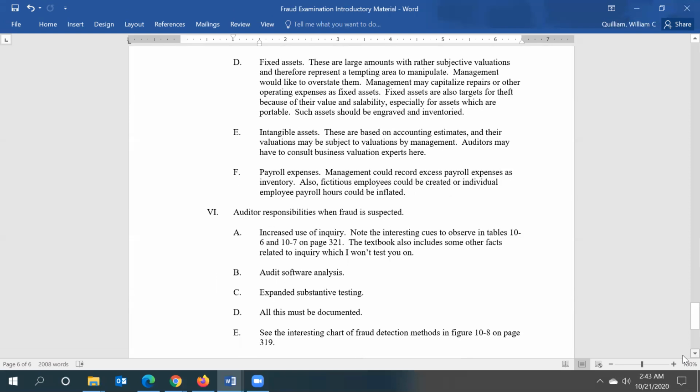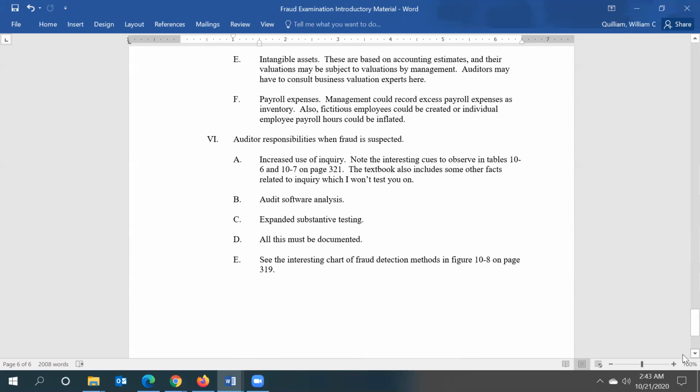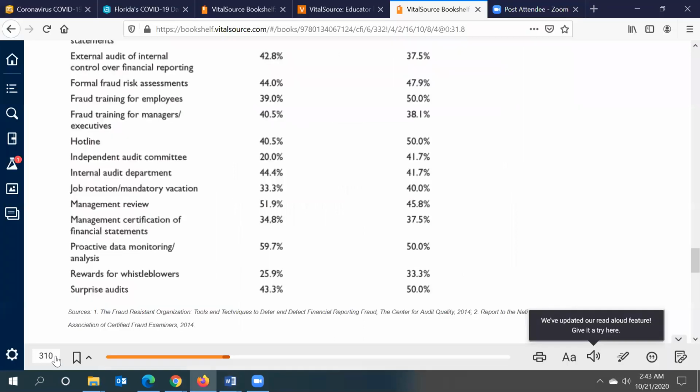Let's see, is there anything here? Last thing, on page 319, figure 10.8. Let me flash it up on the screen. There are some interesting fraud detection methods here. Again, coming from the auditing textbook.